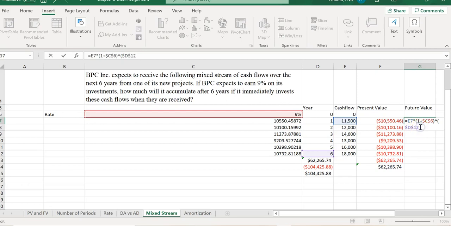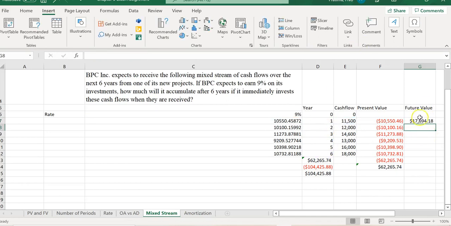Okay, minus. Now we want this. So this will keep on changing. As we scroll down, it will keep on changing. So we want to put a dollar sign. We want to make it a constant here. Okay, so this gives us the future value of the first cash flow.